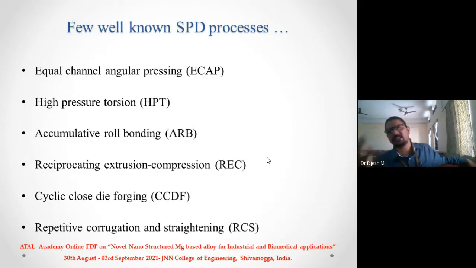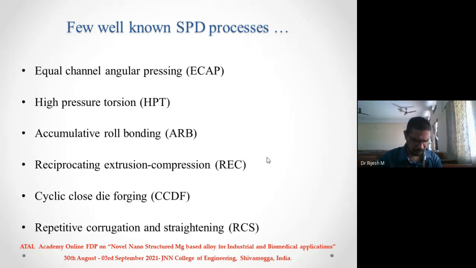So there are many severe plastic deformation processes. These are the conventional ones, and if you look at the past 5 years, people have developed new processes too. So I'll touch upon only the conventional ones. I'll not get time to go through all the SPD processes in this lecture. So I'll concentrate only on one process called ECAP. These are the ones which happened long before, but in the past 5 to 10 years, you can see many new processes which have come.